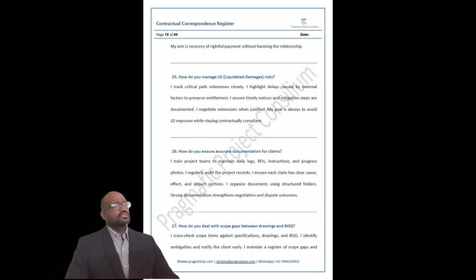Question number 26. How do you ensure accurate documentation for claims? This is always going to be a bit of a difficult job because you have to train each and every department to maintain the daily logs, RFIs, instructions, progress photos. So these are all legal evidence which will help you in later dispute resolutions like arbitrations or litigations. You have to regularly audit these project records.